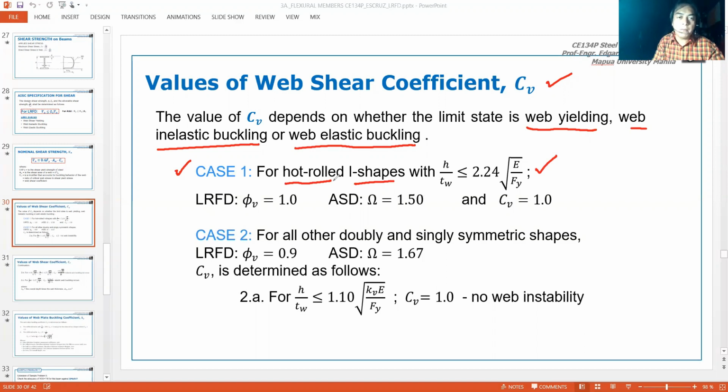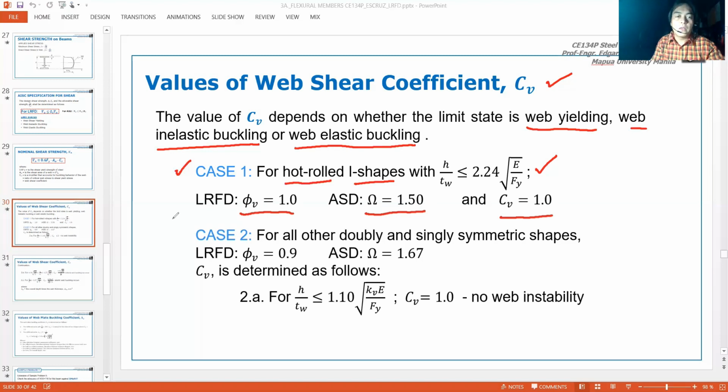And then for case 1, the resistance factor as per LRFD is equal to 1.0. Then the corresponding omega, or the safety factor for ASD, is 1.5. Again, the product of omega and phi is always 1.5, kaya 1 times 1.5 is 1.5. Tapos yung C sub V na gagamitin natin dito would be 1.0. Actually, yung case 1, that is the best section against shear. So usually, if the section comes from the steel manual, it complies with case 1.